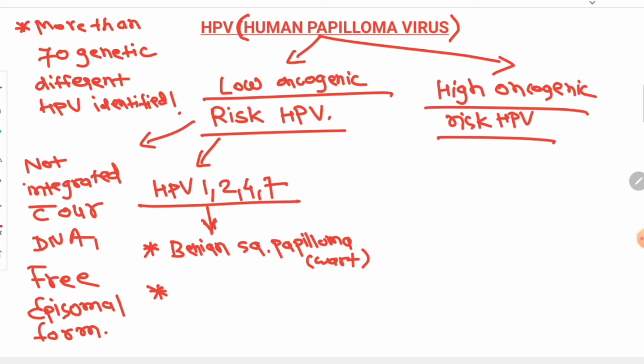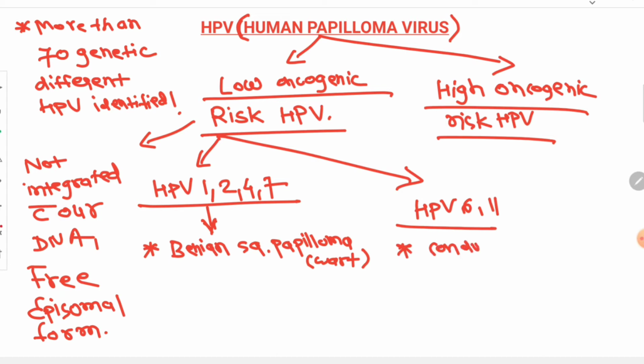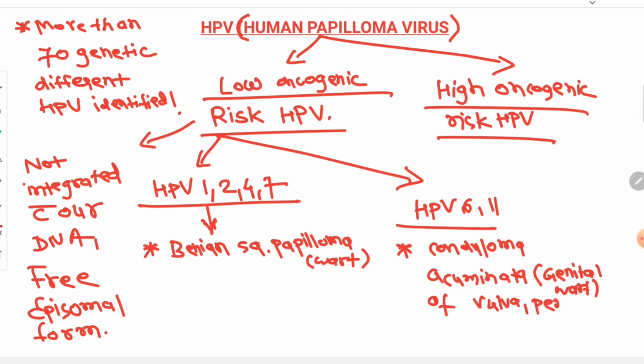The other type of low oncogenic risk HPV, like HPV 6 and 11, can lead to development of condyloma acuminata, known as genital wart. It is especially seen in the vulva, penis, and perianal area. It can also lead to development of laryngeal papilloma. So that is about low oncogenic risk HPV, which leads to benign tumors.